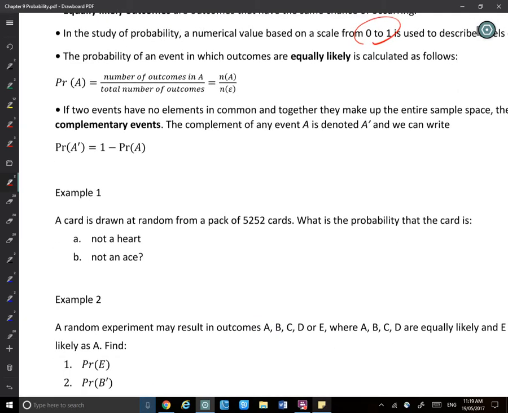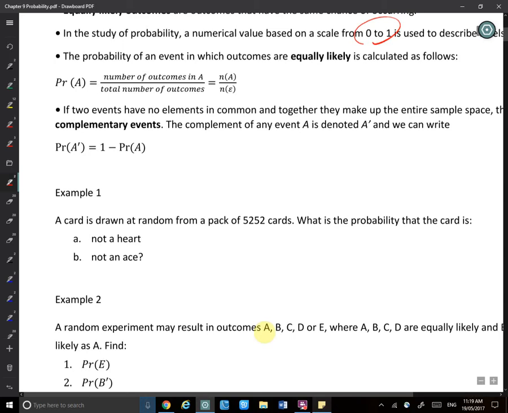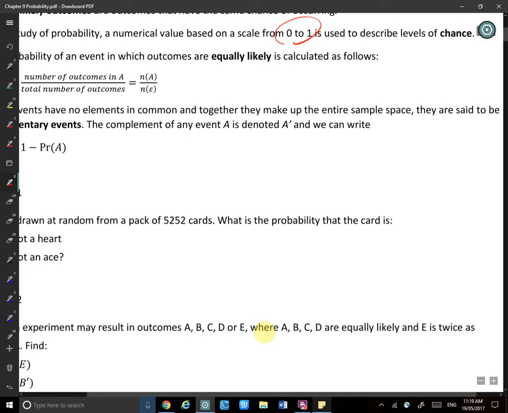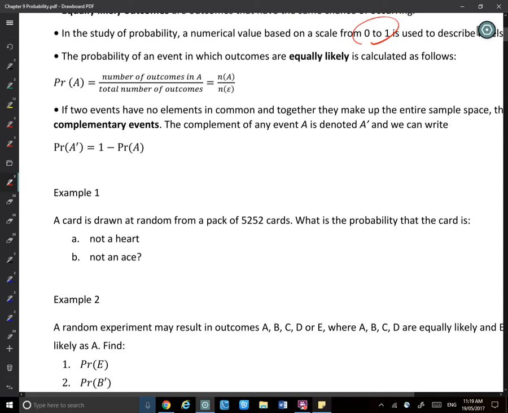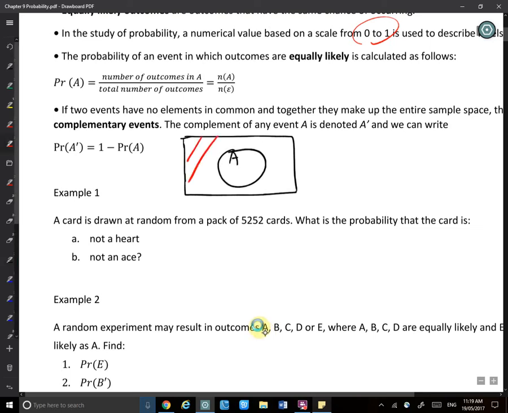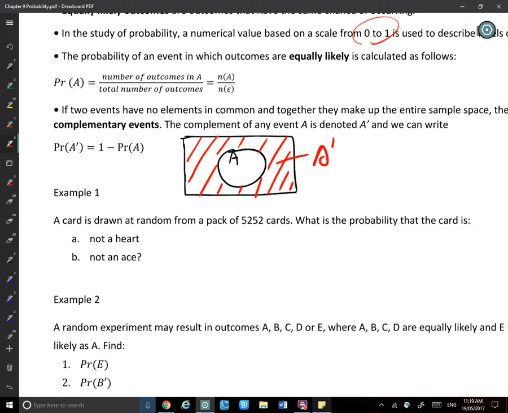If 2 events have no elements in common and together they make up the entire sample space, they are said to be complementary events. The complementary event of any event A is denoted by A dash. We write probability A dash equals 1 minus probability A. So we have a sample space, and if that's probability A, then all the rest, with no intersection, making up the entire set, the red part, will be A dash. Except A, all the rest will be A dash.